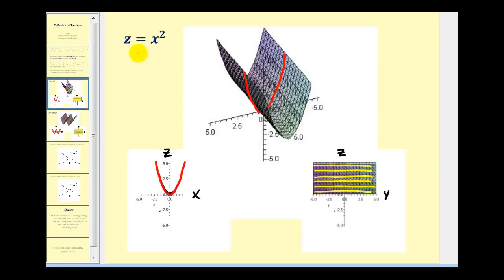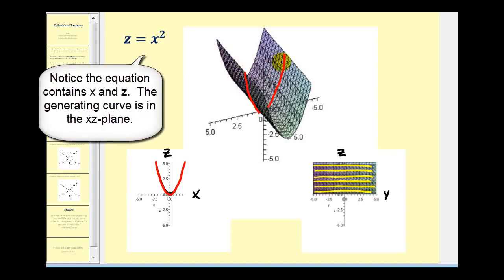Here we see the graph of z equals x squared. So if we take a look at just the graph of this in the xz plane, it would look like this parabola as we see here. However, if we graph this using the xyz coordinate system, it would become a three-dimensional surface. So again, the red curve here in the xz plane would be our generating curve.